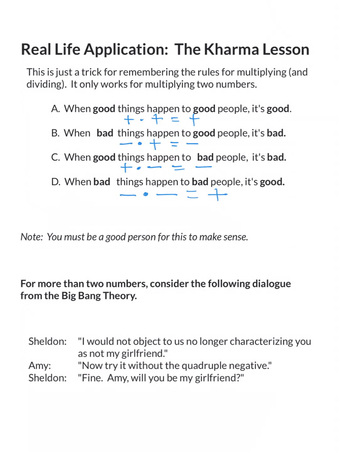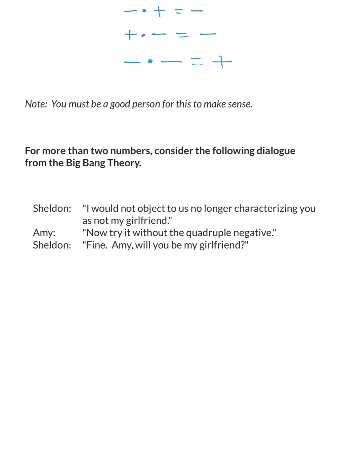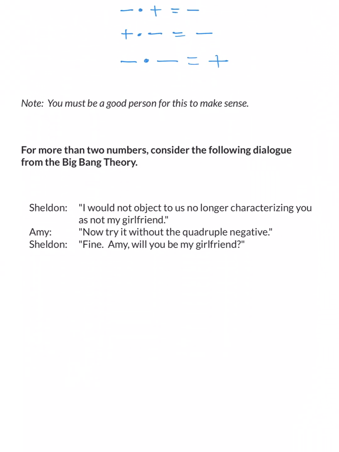For more than two numbers, consider the following dialogue from The Big Bang Theory. This is one of my favorite scenes. Sheldon says to Amy, this is before they start dating, "I would not object to us no longer characterizing you as not my girlfriend."